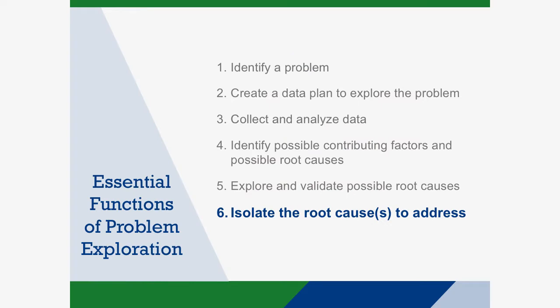In this module, we're going to break down the 6th and final step in problem exploration: isolate the root cause or causes to address. Remember, at this point, a team has identified a problem, created a data plan to explore the problem, collected and analyzed the data, identified possible contributing factors and possible root causes, and explored and validated those possible root causes. In this video, we will talk about isolating the root cause or causes a team will address and gathering consensus from the team of stakeholders before working to address the problem. Let's get started.